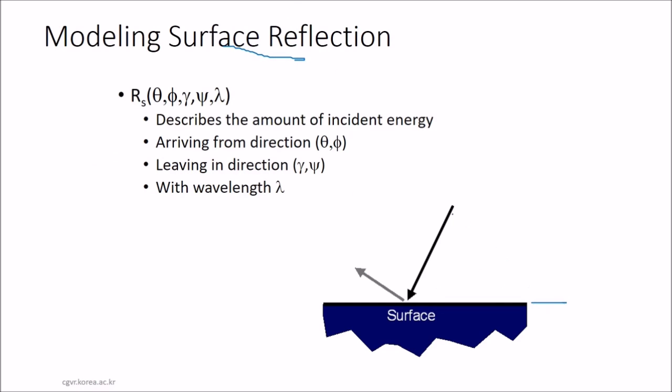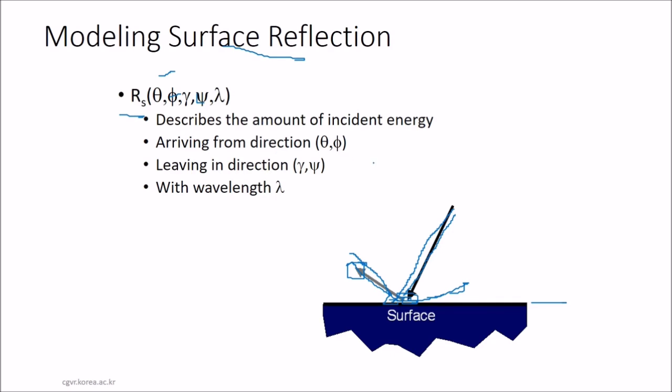If this is a surface and light touches the surface, some light may go this way, it may go this way. This is called the surface reflection. Whenever light is in contact with a surface, it will definitely reflect. This reflection is given by Rs, which is a function of theta, phi, gamma, psi and lambda.